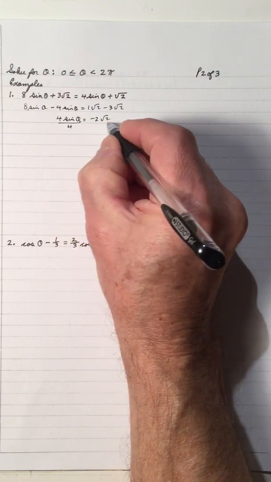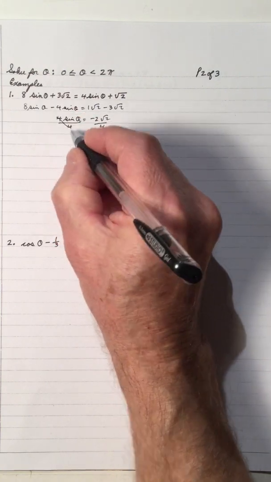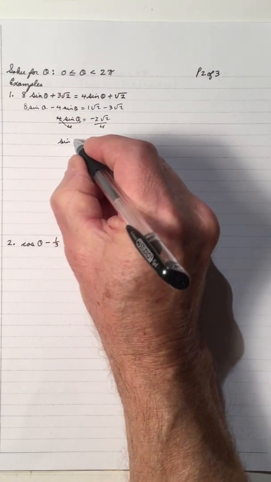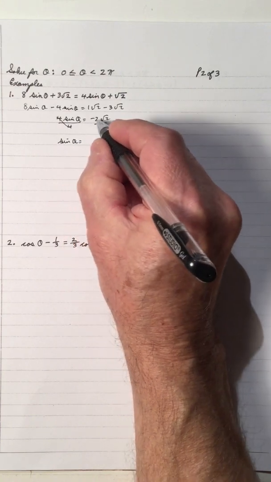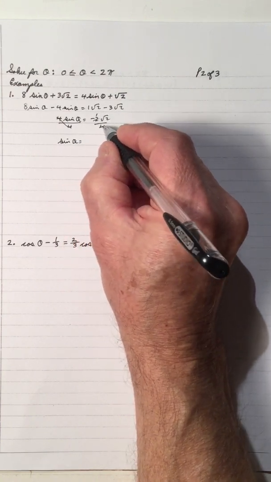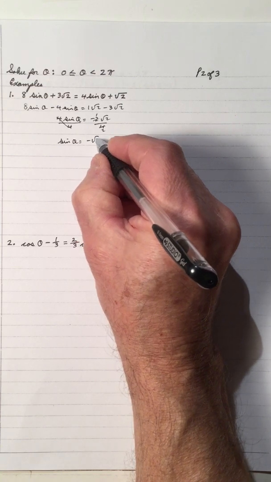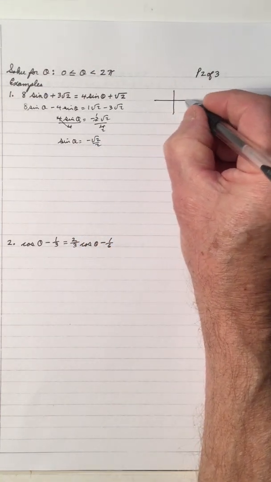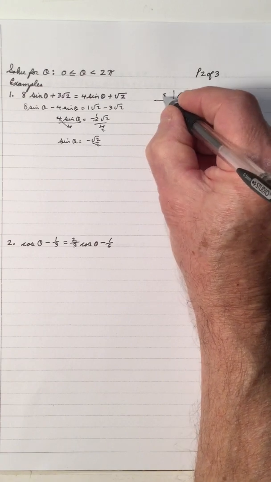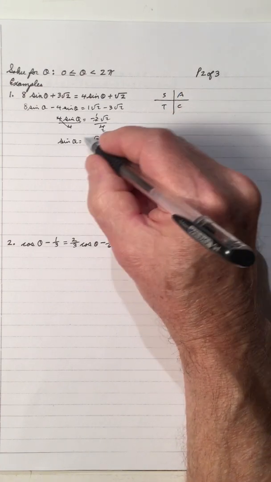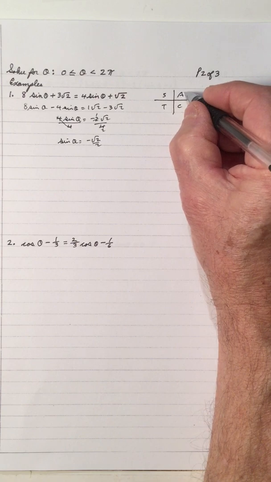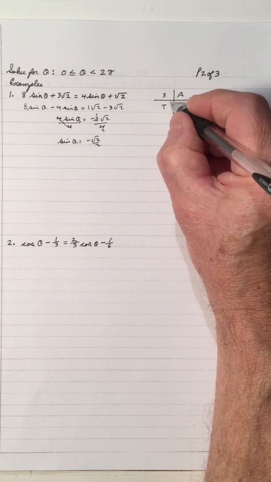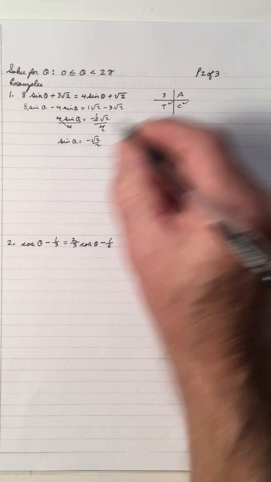And we divide both sides by 4. The 4's cancel. So sine theta is equal to, the 2 goes once, and 2 into 4 goes 2, so it's negative root 2 over 2. And we want to find out where sine is negative. Sine is positive in quadrants 1 and 2, so it's negative in 3 and 4.